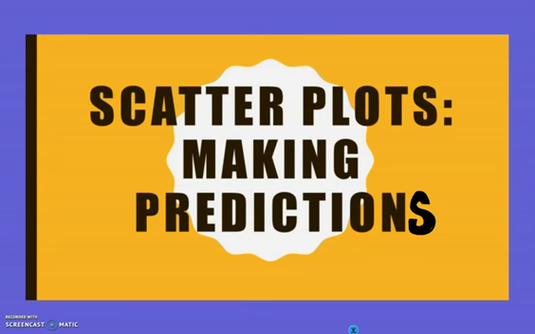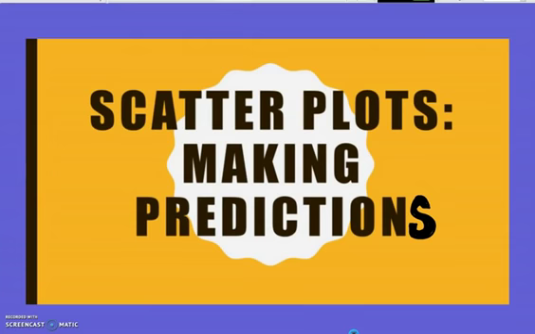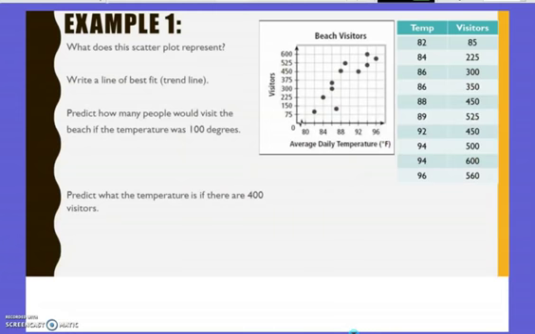You have this right here. It's example 1, and we have this scatter plot that we're going to be looking at. The first thing I want to recognize is, what does this scatter plot represent? It says average daily temperature and beach visitors. So I can conclude, based off of these points, that the higher the temperature goes, the more likely there are visitors at the beach.